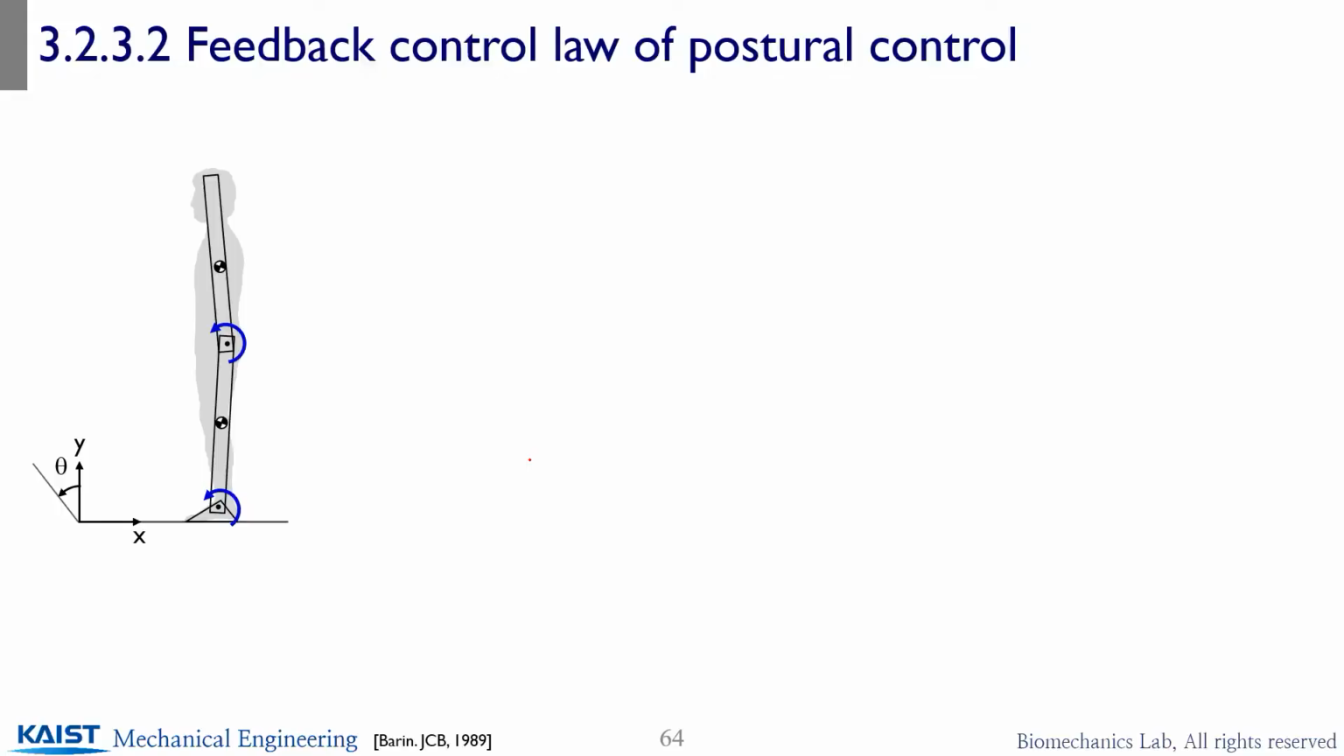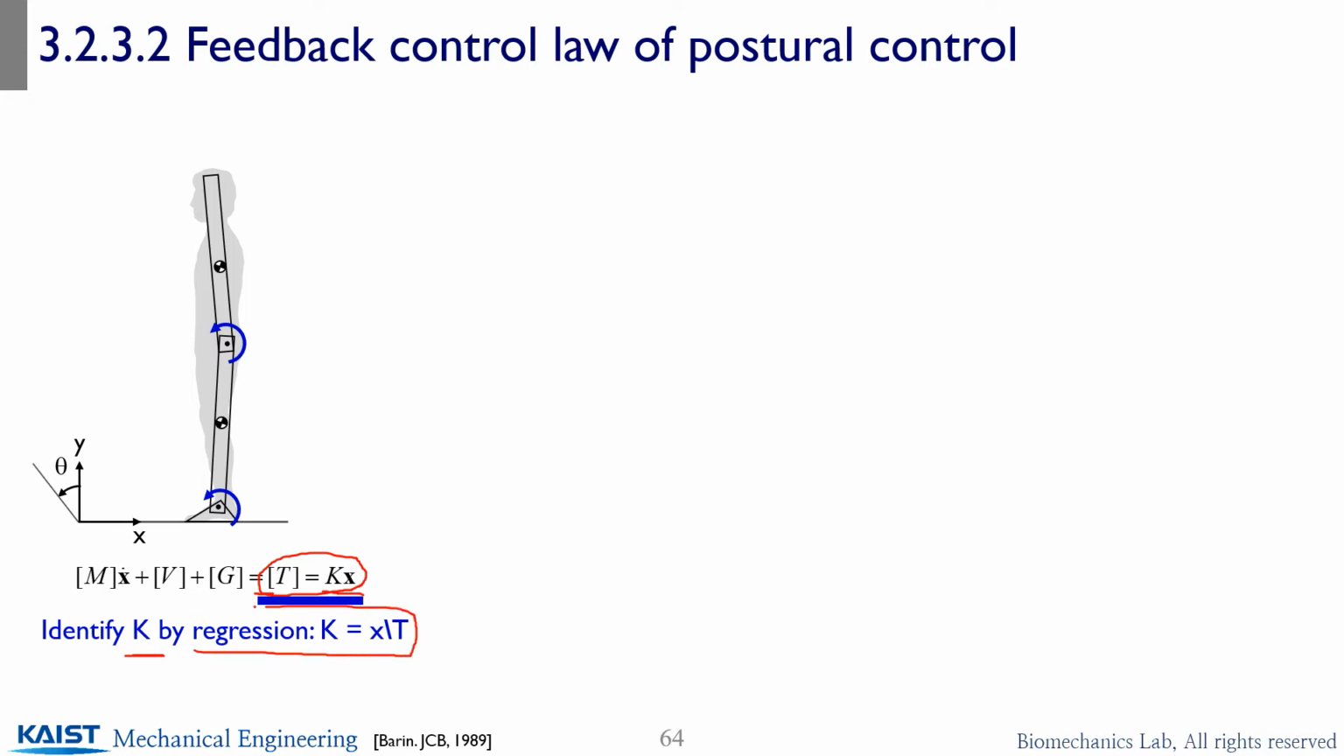Okay, so with the assumption that posture balance is controlled by sensory feedback, the feedback information from the joint kinematics, the next step is how we can identify the gain K. Assuming that the joint torque is a function of the state variable, the joint kinematics, among many possible ways, we will propose to obtain the gain K with linear regression.